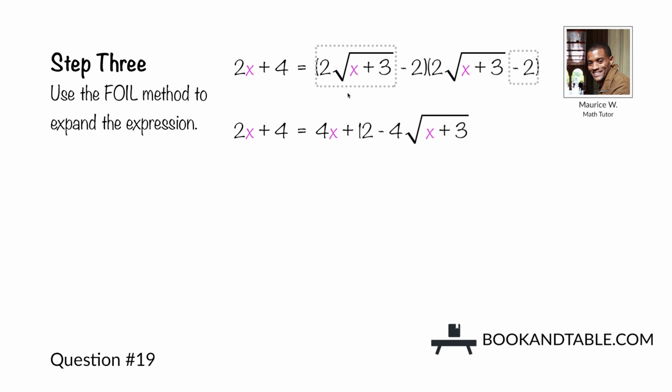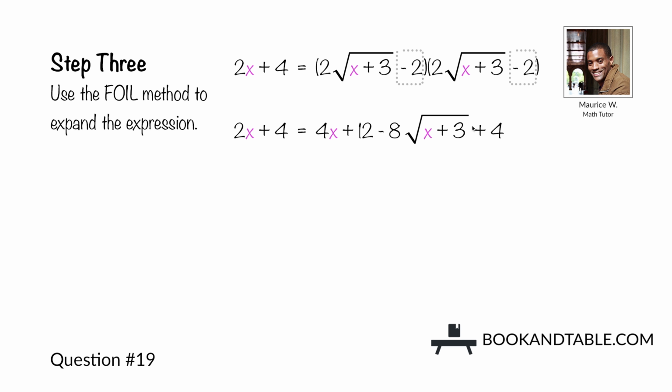Next, we have 2 radical x plus 3 times negative 2. Negative 2 times positive 2 is negative 4 radical x plus 3. Negative 2 times positive 2 is negative 4 times radical x plus 3. These are like terms, so we combine them by adding their coefficients. Negative 4 minus 4 is negative 8 radical x plus 3. Then lastly, negative 2 times negative 2 is positive 4.